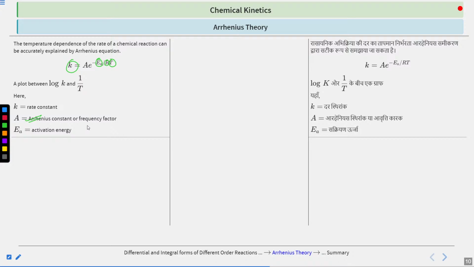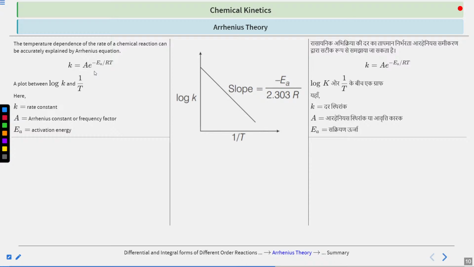If you take the temperature to infinity, then k will be equal to A. This is sometimes also called the specific rate constant. Now we're looking at the graph. What we have done is take log on both sides, so this equation will turn to log k = log A minus Ea by RT.